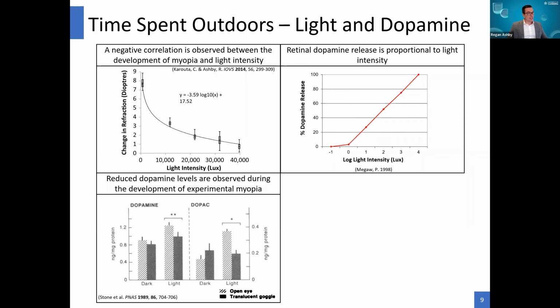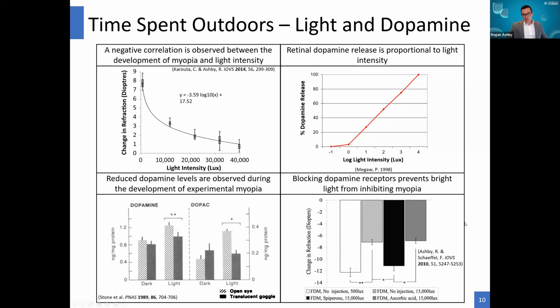Now, the role of dopamine in myopia development has been long since suggested, starting in 1989 by the Stone and colleagues group, showing here a reduction in dopamine levels during the day when experimental myopia is developing in animals. So there is a normal control group and the experimental myopia group, and you see a reduction in dopamine release from the retina and a reduction in its metabolite, showing that the system is downregulated during the development of myopia.